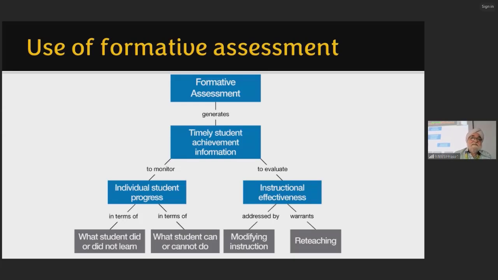So this is what formative assessment actually does: it generates students' achievement information for two things. One, to monitor the individual student's progress in terms of what the student did or did not learn, and what the student can or cannot do. And secondly, it helps you evaluate instructional effectiveness by modifying instruction and by reteaching.